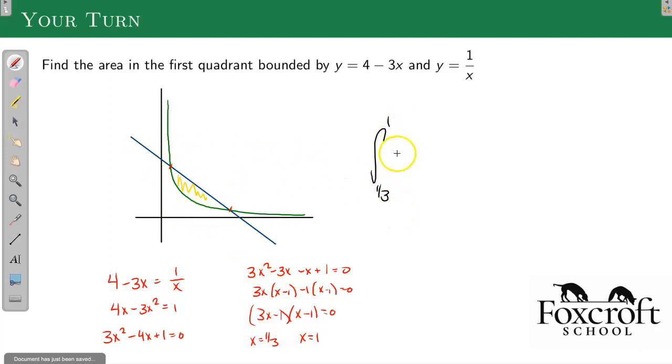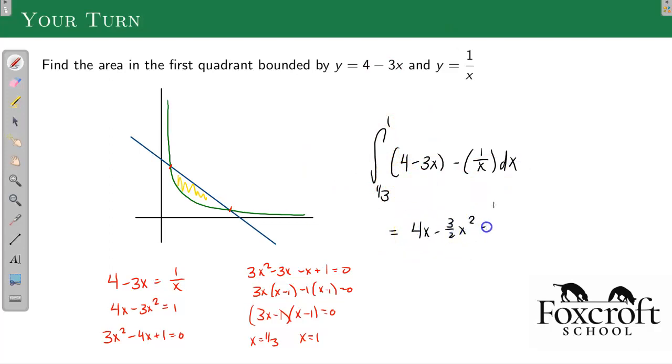The top function is the line. The bottom function is 1/x. And again, you could anti-differentiate this. I'll just show you real quick because this one would be 4x minus 3/2 x squared minus natural log of x. So this is one of those times where it seems like all these are reverse power rules, but because the 1/x is the different one, I'd have to do something like this to get your final answer.